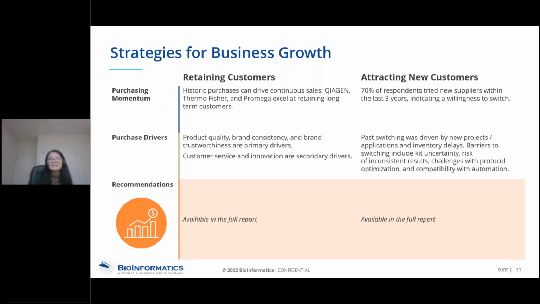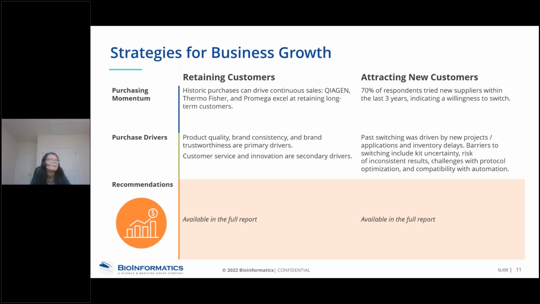Meanwhile, what we found was that 17% of respondents did try new suppliers within the last 3 years, indicating there is a willingness to switch. They currently use 4 to 5 suppliers. Perhaps they'll switch to your brand. In terms of purchase drivers, product quality, brand consistency, and brand trustworthiness are the primary drivers, but customer service and innovation can really differentiate a supplier as to retain their current customer base.